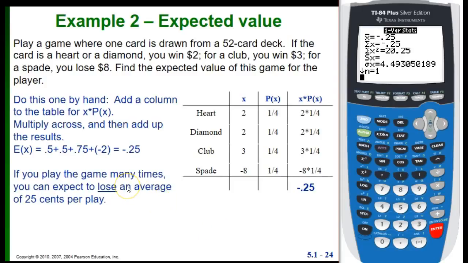What this means for expected value is that if you play the game a whole bunch of times in a row, you're going to lose an average of 25 cents per play. That doesn't mean that you're losing 25 cents on any one play, but if you play it a bunch of times in a row, that's the average amount of money that you lose per play.